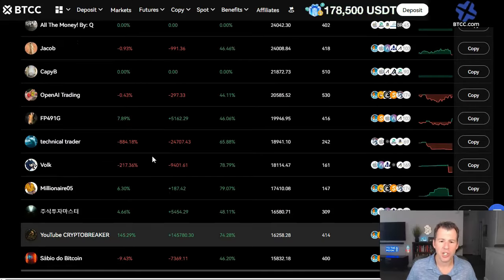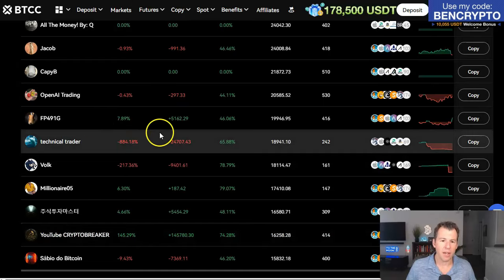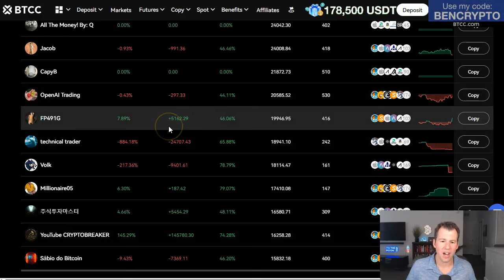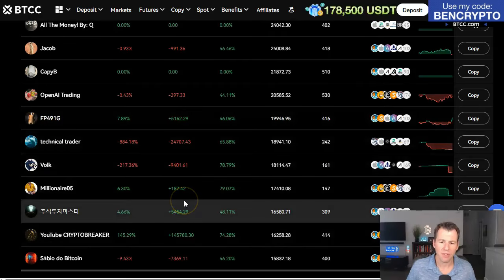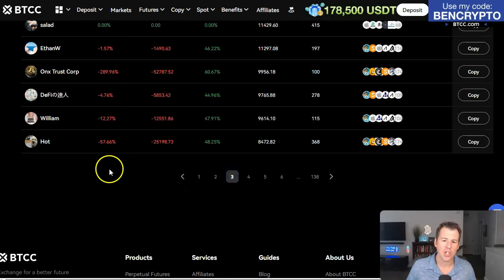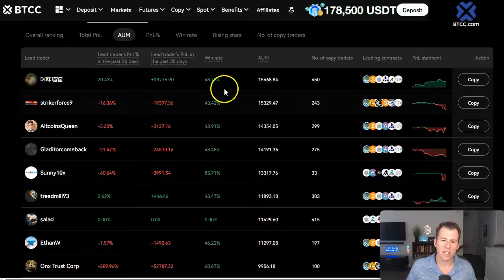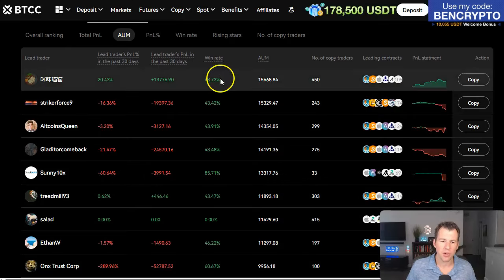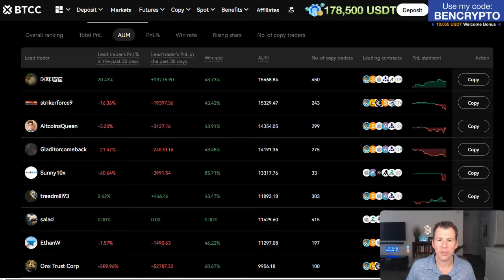Other than here, page 2, not too many other people. Like, this person's portfolio is up $5,000 in the last 30 days. That's not that much. This person's portfolio is up again, $5,400, but only a 48% win rate. Then if we go to page 3, again, no one really, I guess this guy here, 43% win rate, it's up 13%, $13,000, but the other options look better.